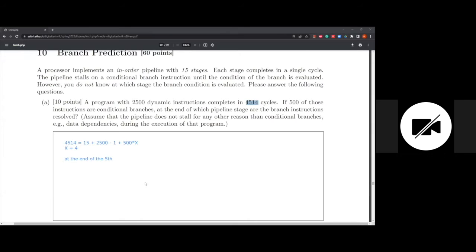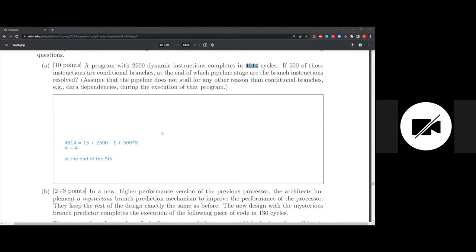The easiest way to check whether it should be 4 or 5 is to think about the simplest case where the branches are resolved in the 1st stage. In the 1st stage, there are 0 bubbles. So the number of bubbles caused by the branch instructions is the stage at which the branch is resolved minus 1. Okay, and this was part A.